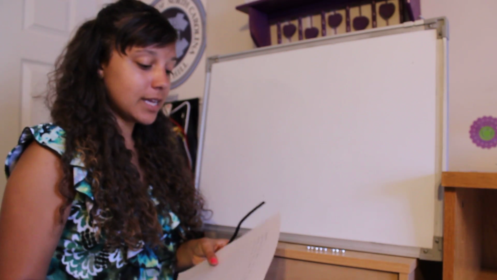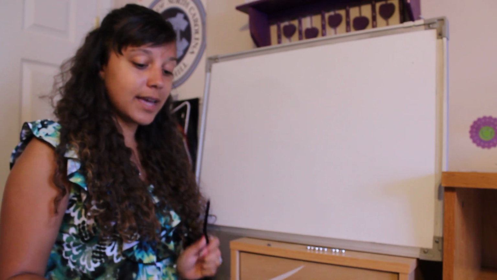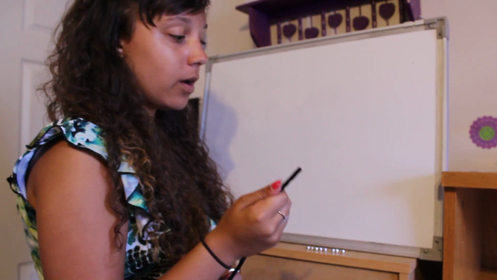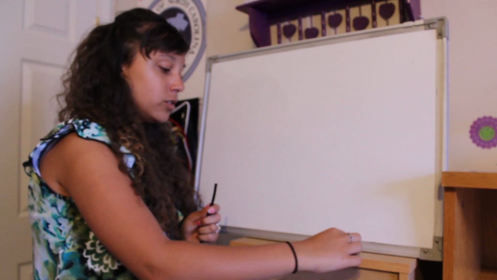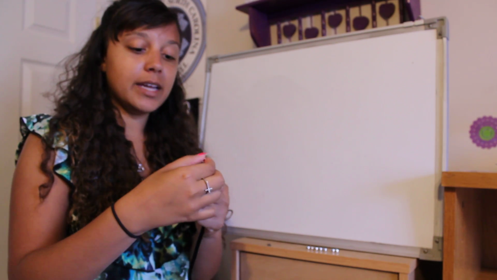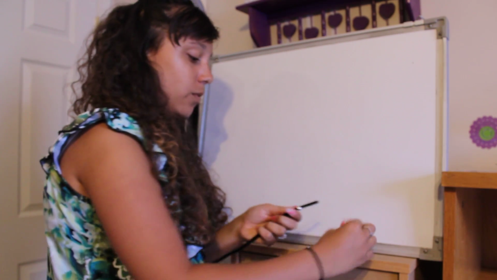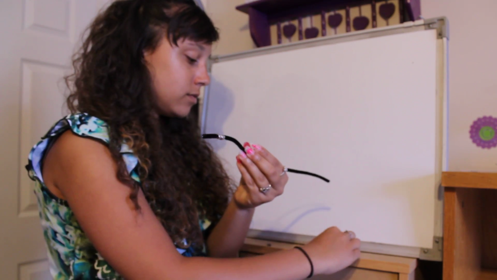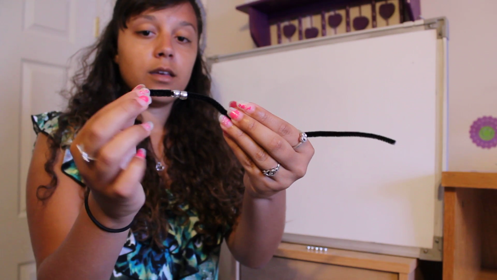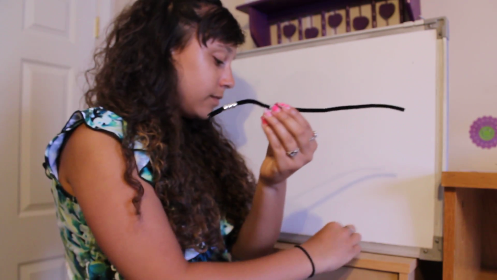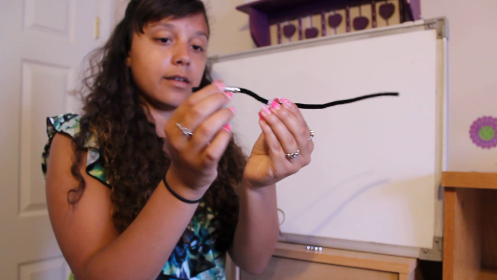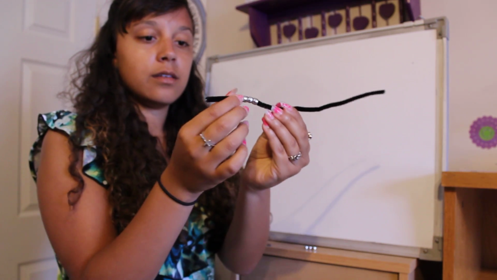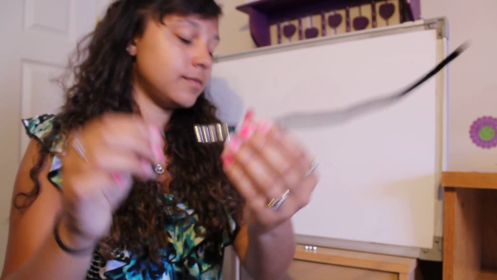Our last problem says Sam has 5 pins and Dan has 3 pins. How many pins are in all? Well, Sam has 5 pins. So we're going to take 5 beads and put them on one side. So 1, 2, 3, 4, and 5. See? 5 pins.